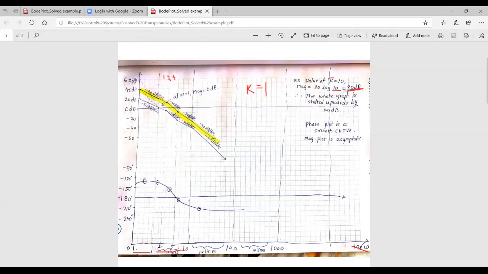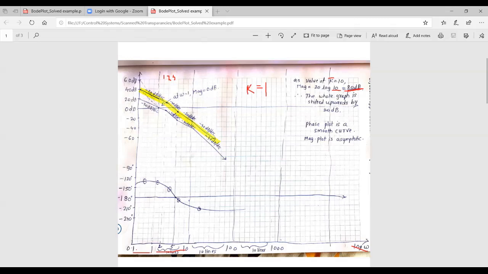will be applicable. This effect will be applicable throughout the magnitude plot. Next, we have net slope as minus 20 dB per decade and frequency range is initial to 2. Okay. So now we have considered 0.1 as our starting point.